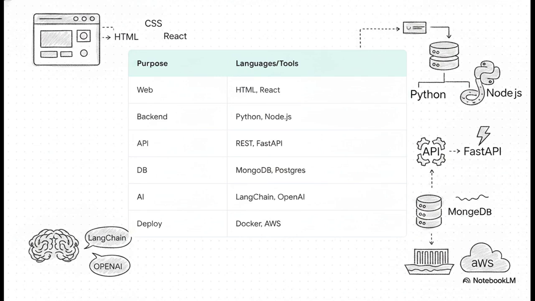Need back-end logic? Python or Node.js are your best friends. Storing data? Look at MongoDB or PostgreSQL. And it covers the whole shebang, from API development with FastAPI to plugging in AI with LangChain, all the way to getting it live with Docker or AWS.